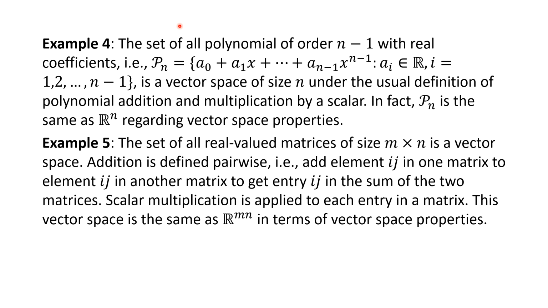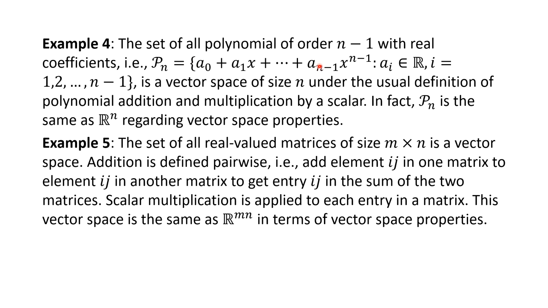We have a couple more examples of vector spaces on this slide. The first one is the set of polynomials of order n minus 1. So we have it here, the set P sub n, and it's all the polynomials of this form here going all the way up to the power n minus 1. And then we add these by just adding like terms corresponding to similar powers. And we multiply by a constant just by multiplying the polynomial by a constant.